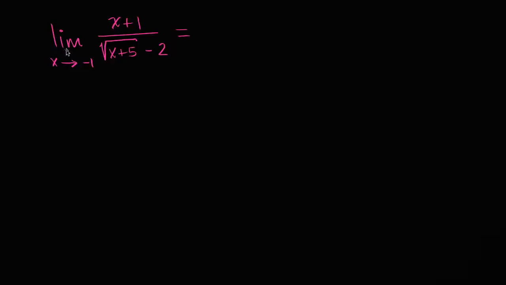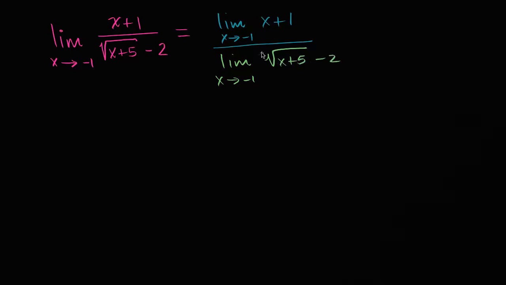Let's see if we can find the limit as x approaches negative 1 of x plus 1 over the square root of x plus 5 minus 2. So our first reaction might just say, okay, well, let's just use our limit properties a little bit. This is going to be the same thing as the limit as x approaches negative 1 of x plus 1 over the limit as x approaches negative 1 of square root of x plus 5 minus 2.